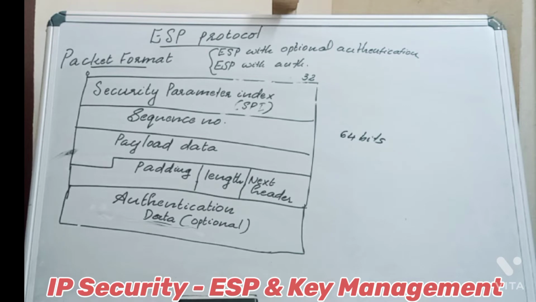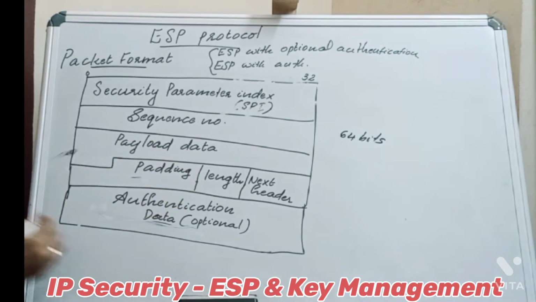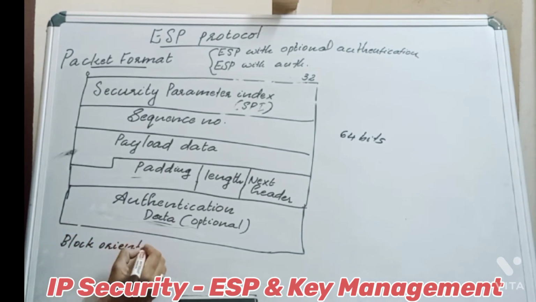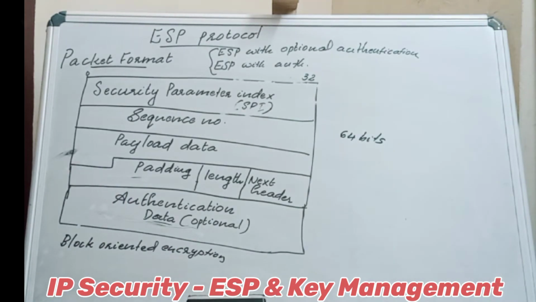For this, the padding field is used. To achieve confidentiality, the padding field is used. This padding field allows block oriented encryption. Block oriented encryption.